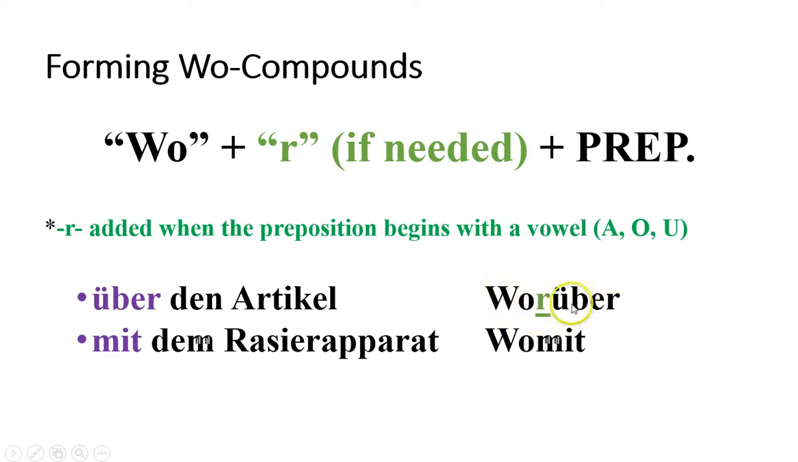You can't say wo über, it's worüber. So it kind of even sounds better. That's sort of what the R does in our formula. It's not always there, but sometimes. Mit dem Rasierapparat, wo mit. M is not a vowel, so we can just squish the wo and the mit together. And that creates our wo compound.